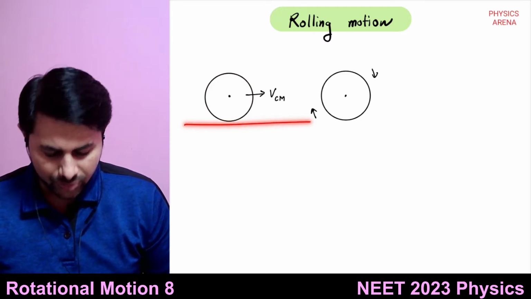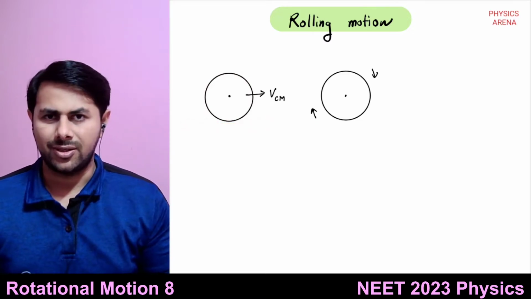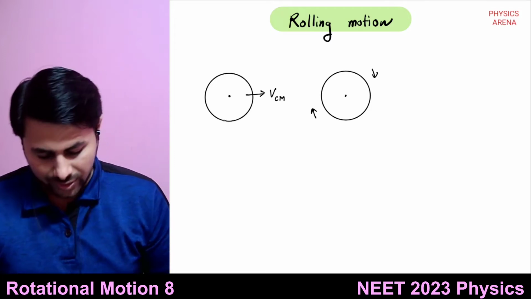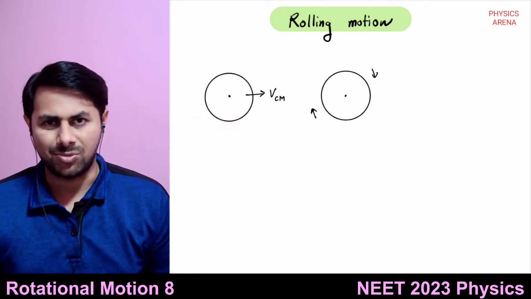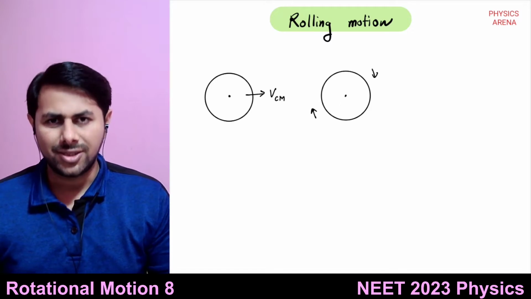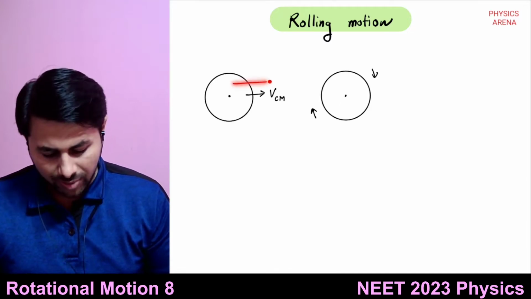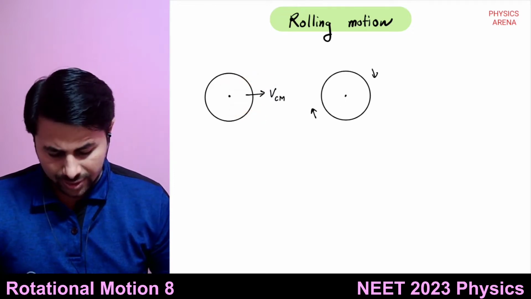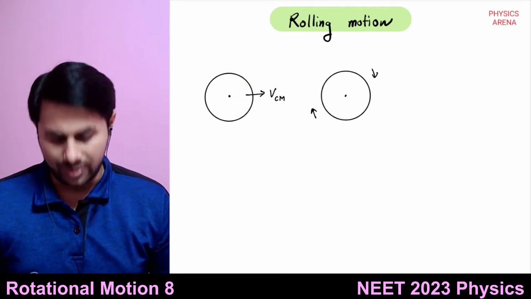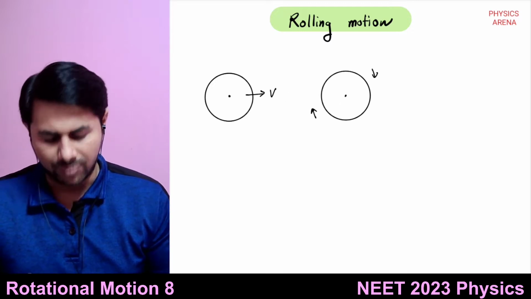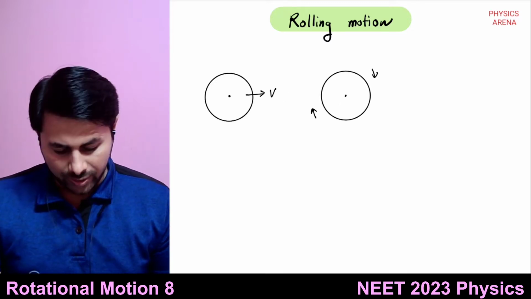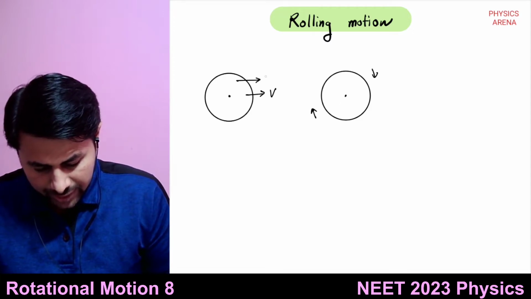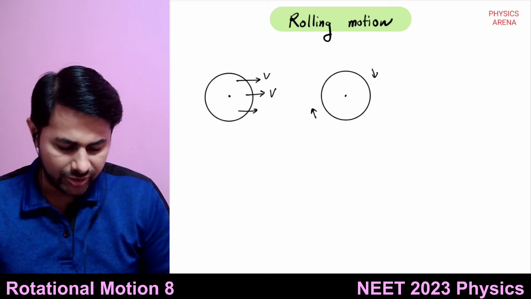Let's suppose it is moving on a frictionless surface. So it will perform only translational motion. This wheel performs only translational motion. So in translational motion, what happens? All particles of this body will move with the same velocity, right? Let's call that velocity v, or the velocity of the center of mass, you can say VCM. So all particles of this body are moving with the same velocity v.